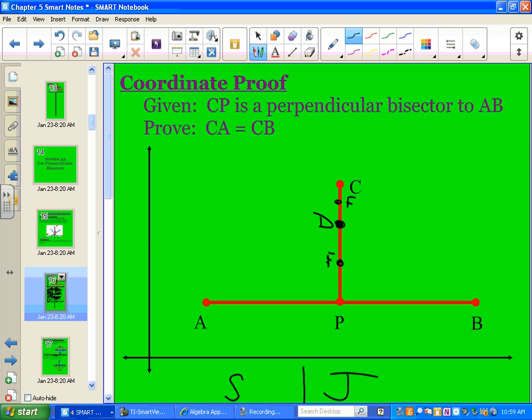Does that make sense? Okay, your assignment for tonight, 5.1c, numbers 1 through 9.